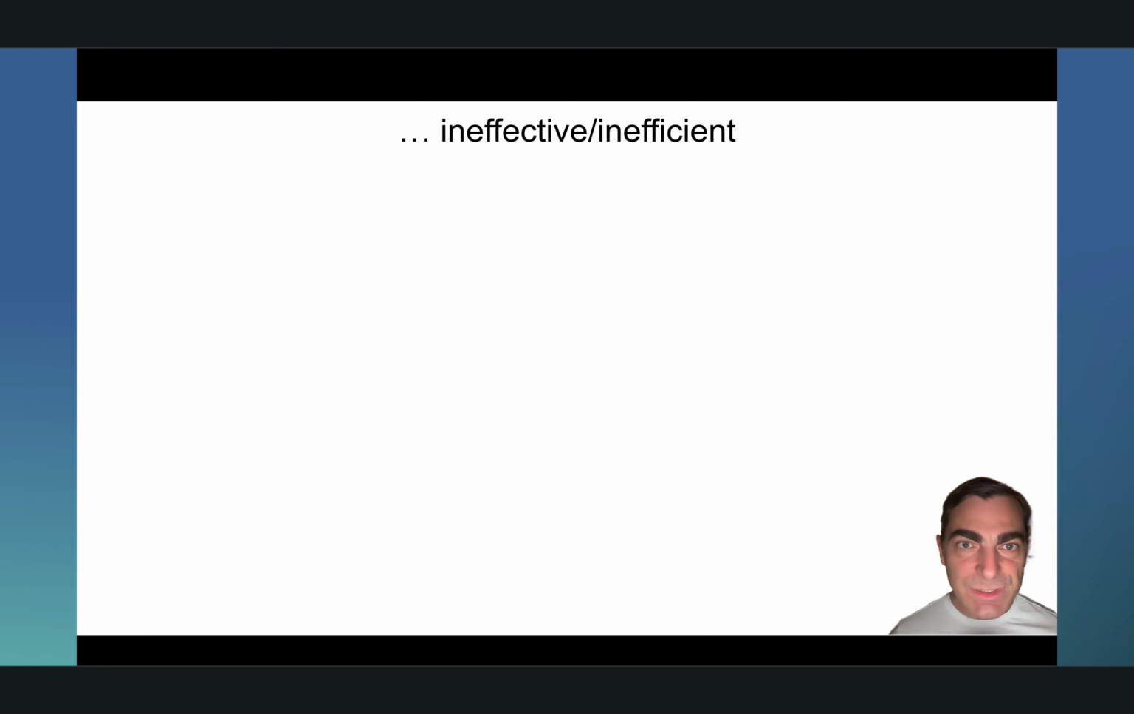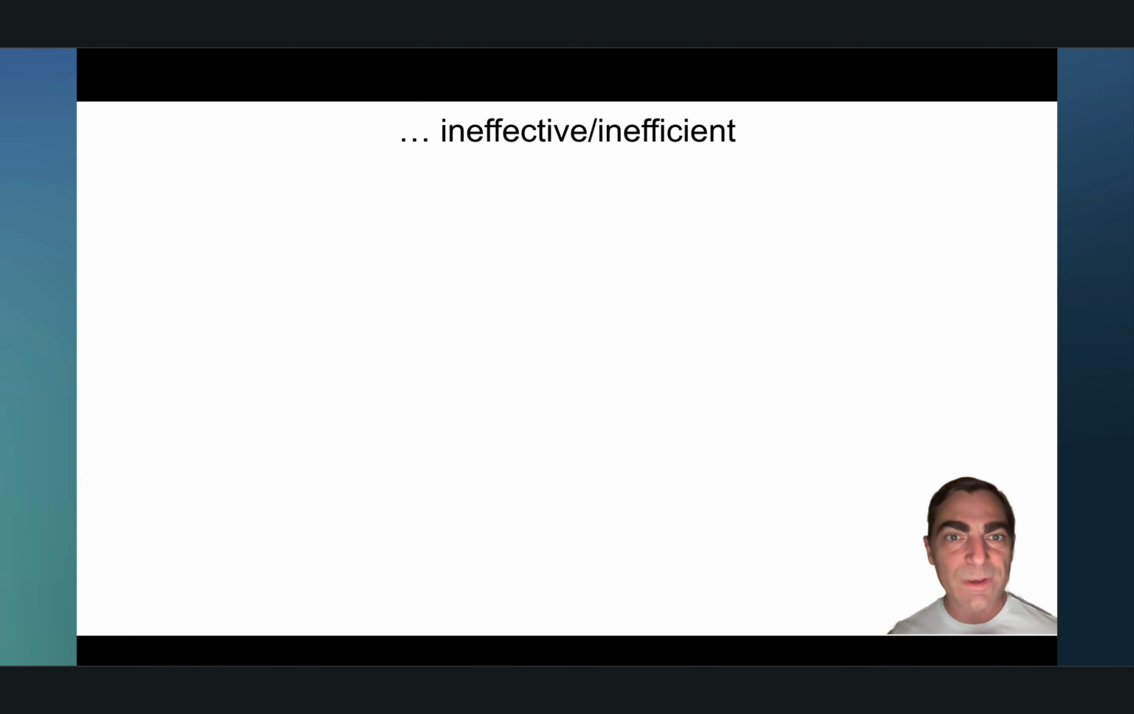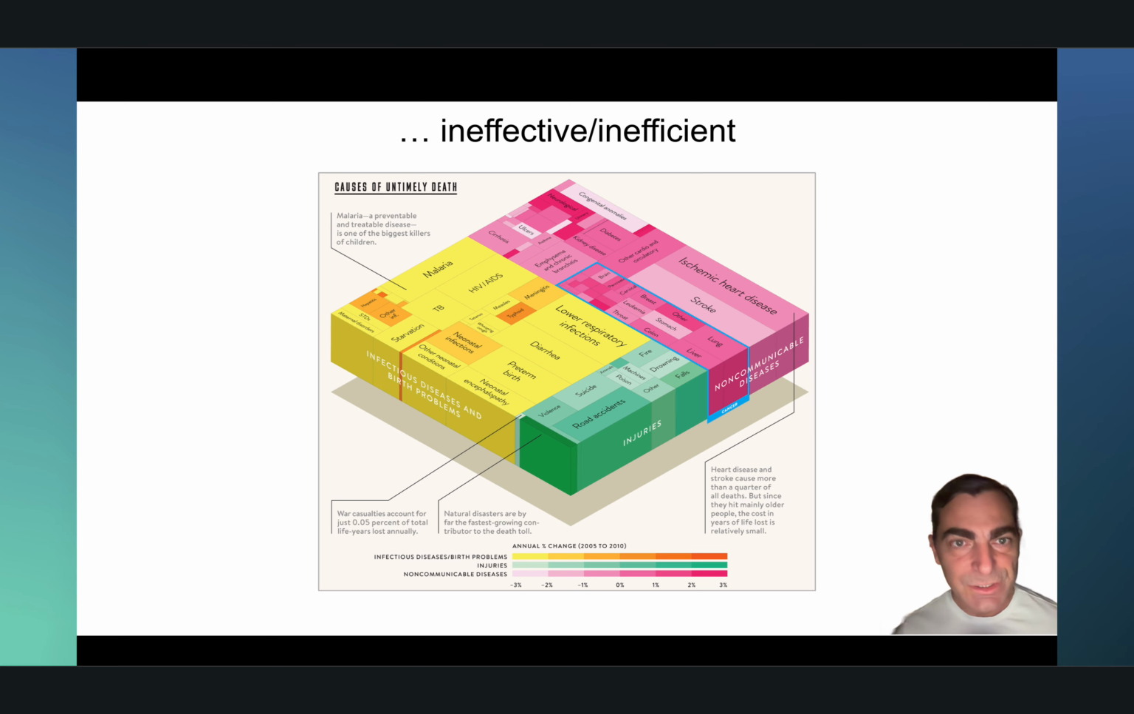Finally, visualizations can also be terribly ineffective or inefficient. Visualizing data doesn't mean that extracting information from a visualization is always effective and efficient. And here is an example that shows you that. This is a chart that represents the causes of untimely death, right? Every rectangle represents one specific cause of untimely death, right?